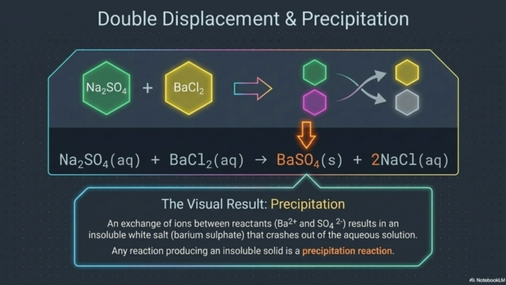In double displacement reactions, there is a mutual exchange of ions between the reactants. When sodium sulfate and barium chloride mix, the barium and sulfate ions crash together to form barium sulfate. This forms an insoluble white solid that settles out of the solution, which we call a precipitate.